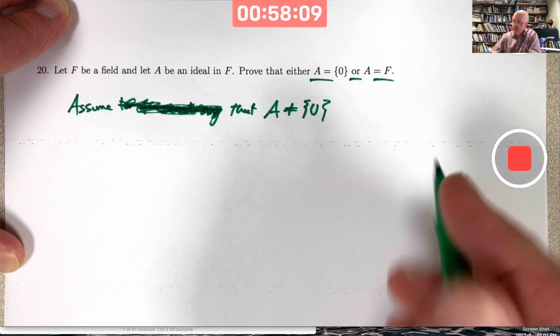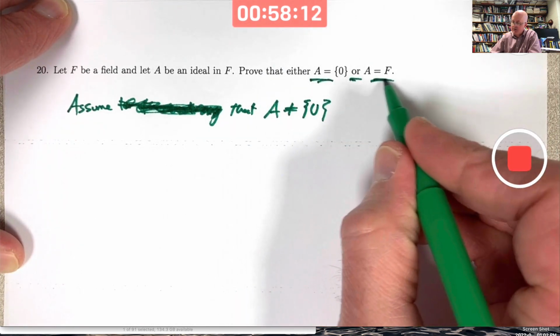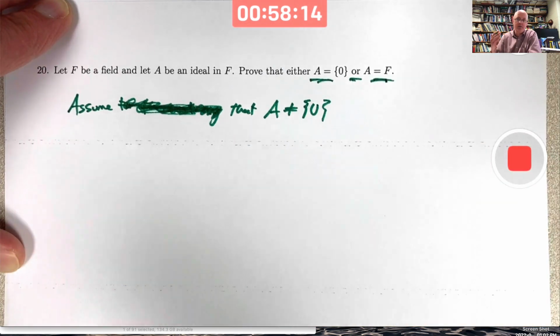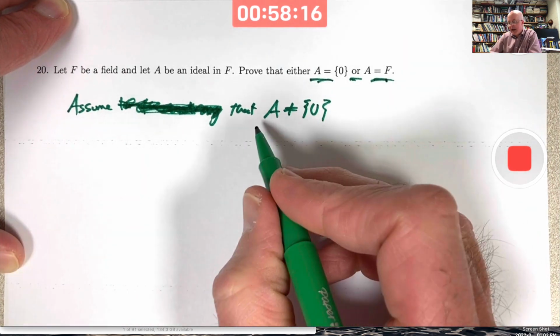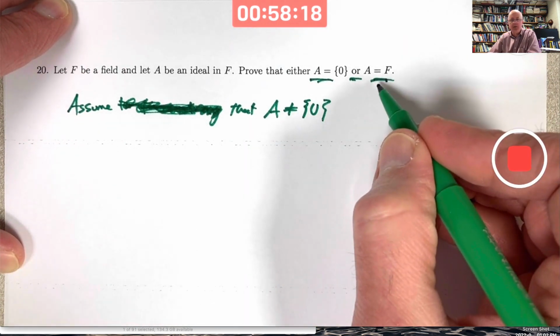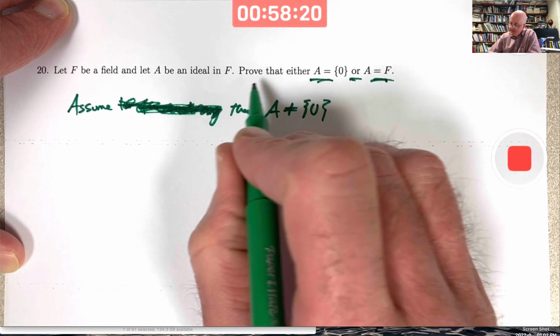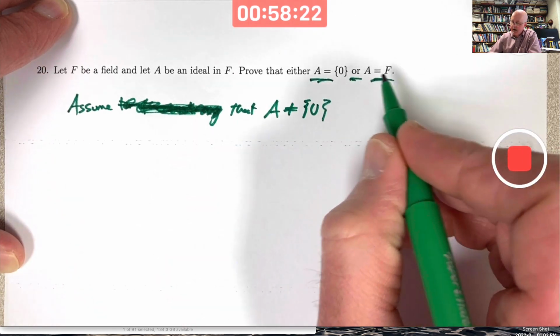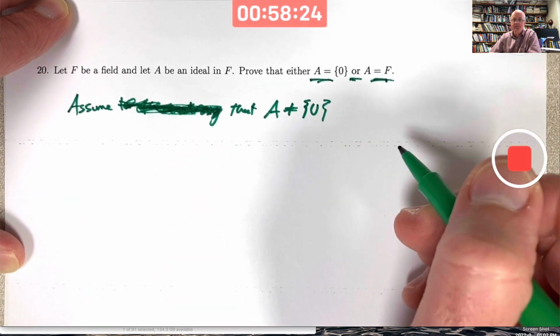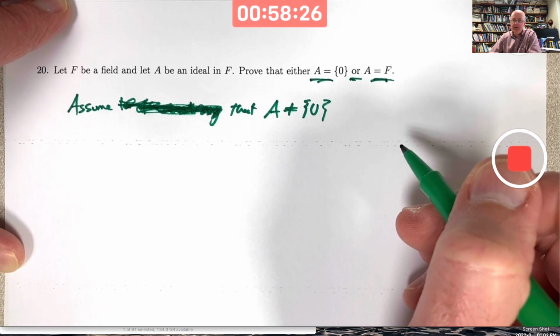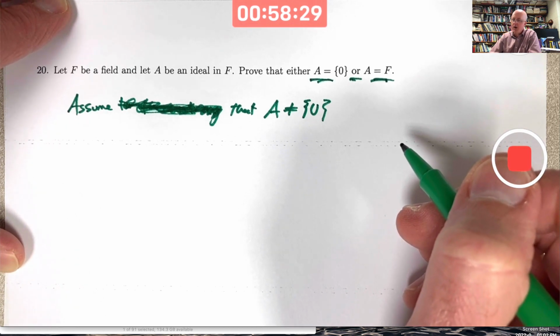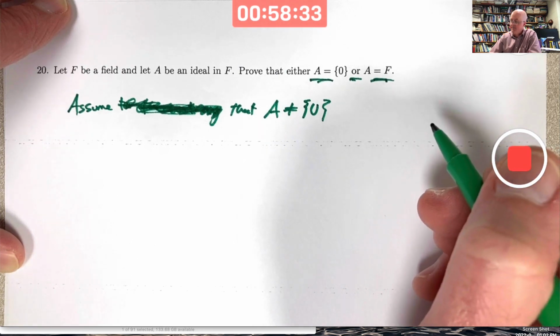That makes sense? I'm trying to prove either this is true or that's true. I mean, A could be trivial, but if by assuming it's non-trivial, I can show it equals all of F, that's going to mean this final overall conclusion is true. Either A is trivial or it's all of F. So that fields have no non-trivial, non-proper ideals. No non-trivial proper ideals, I should say.